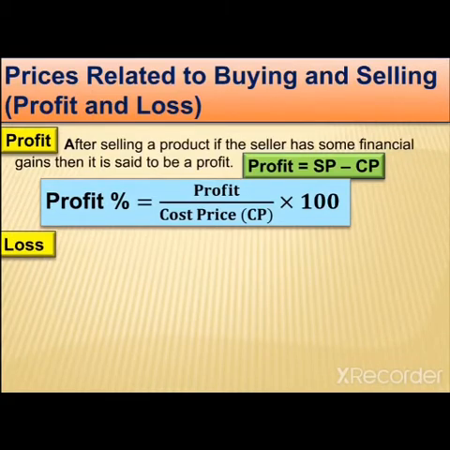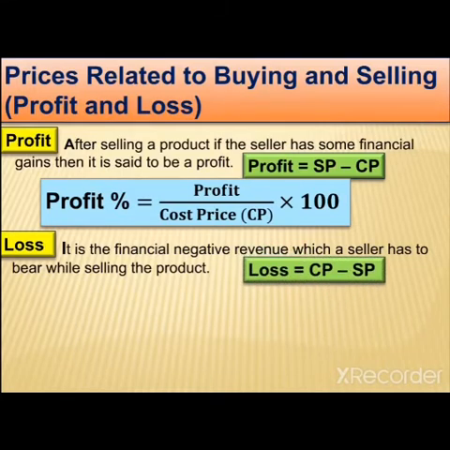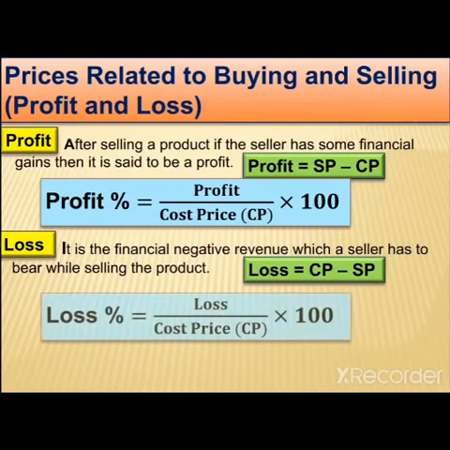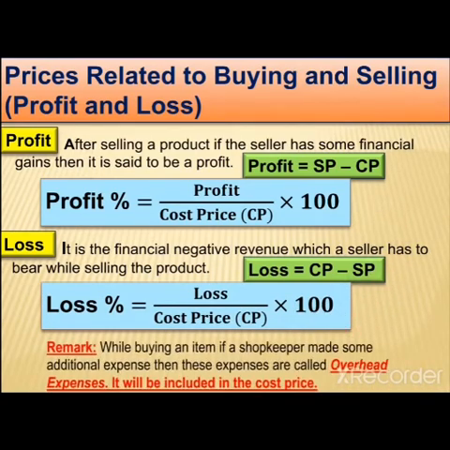Next one is loss. It is the financial negative revenue which a seller has to bear while selling the product. Loss equal to CP minus SP. It means if cost price is greater than selling price, that is a loss. And loss percentage equal to loss divided by cost price multiply 100.